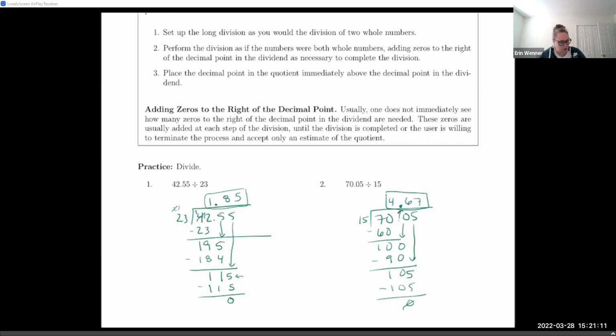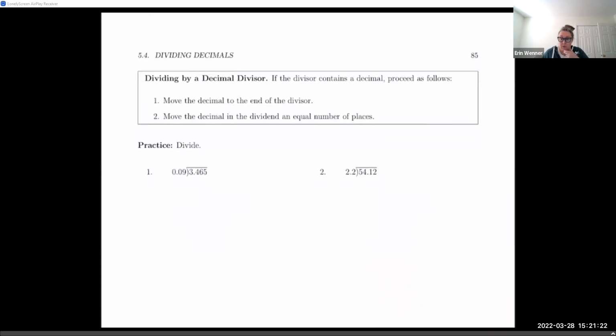So on the next page, it talks about dividing decimal numbers by other decimal numbers. So on this page, it was just a decimal number being divided by a whole number. And so now we're dealing with decimal numbers being divided by decimal numbers. So in order to divide, we first have to get rid of the decimal in the divisor, and that's that first number outside. So I look at number 1, and it's 0.09 dividing into 3.465.